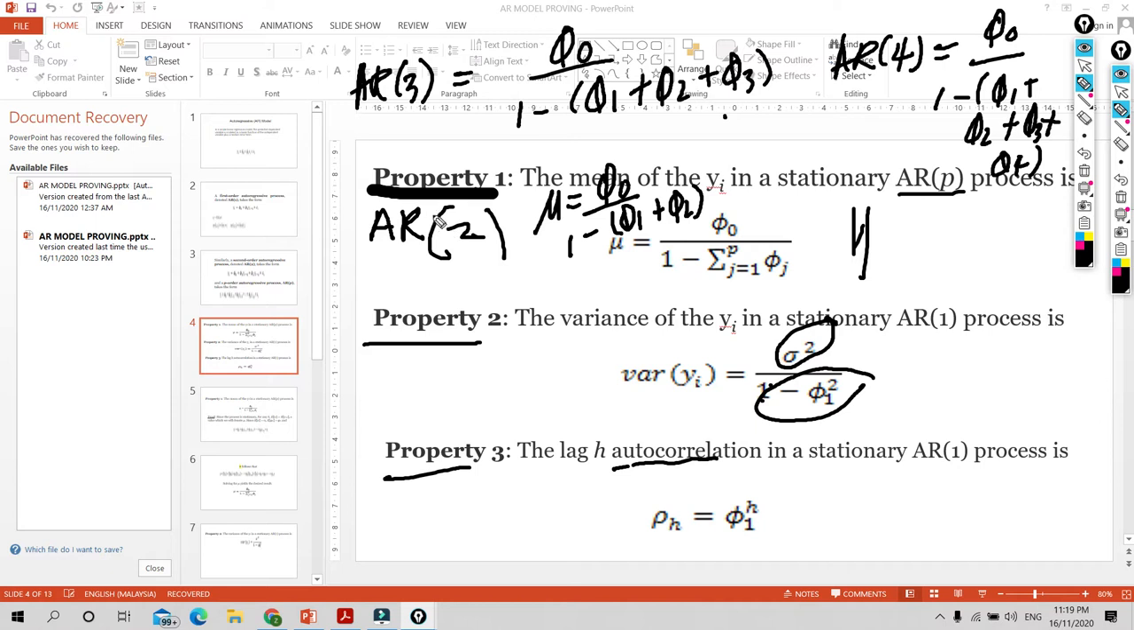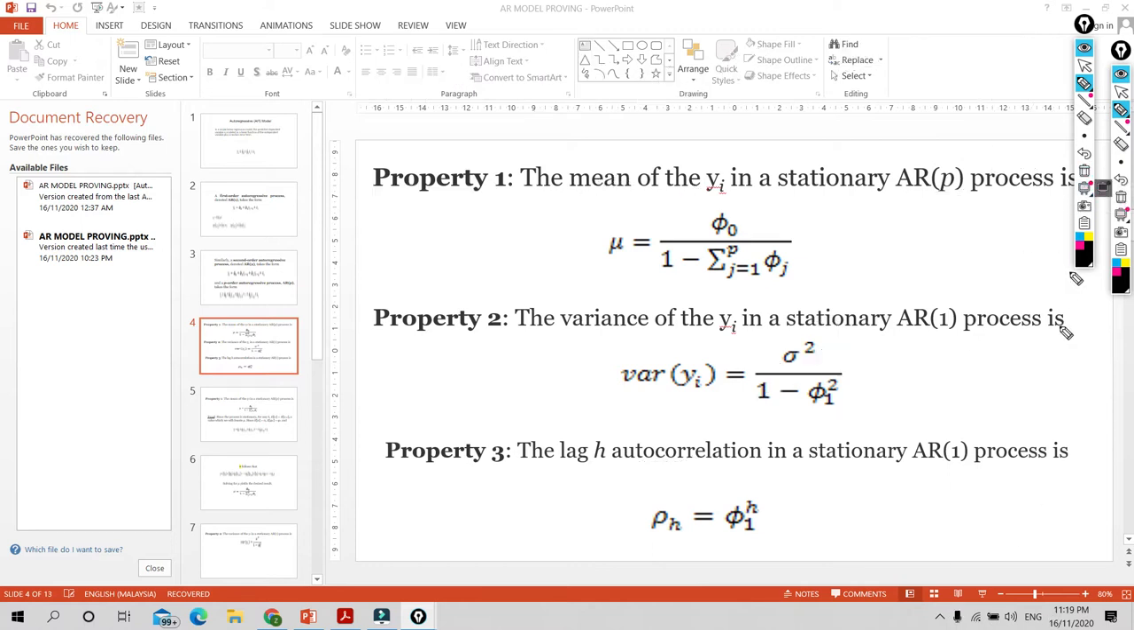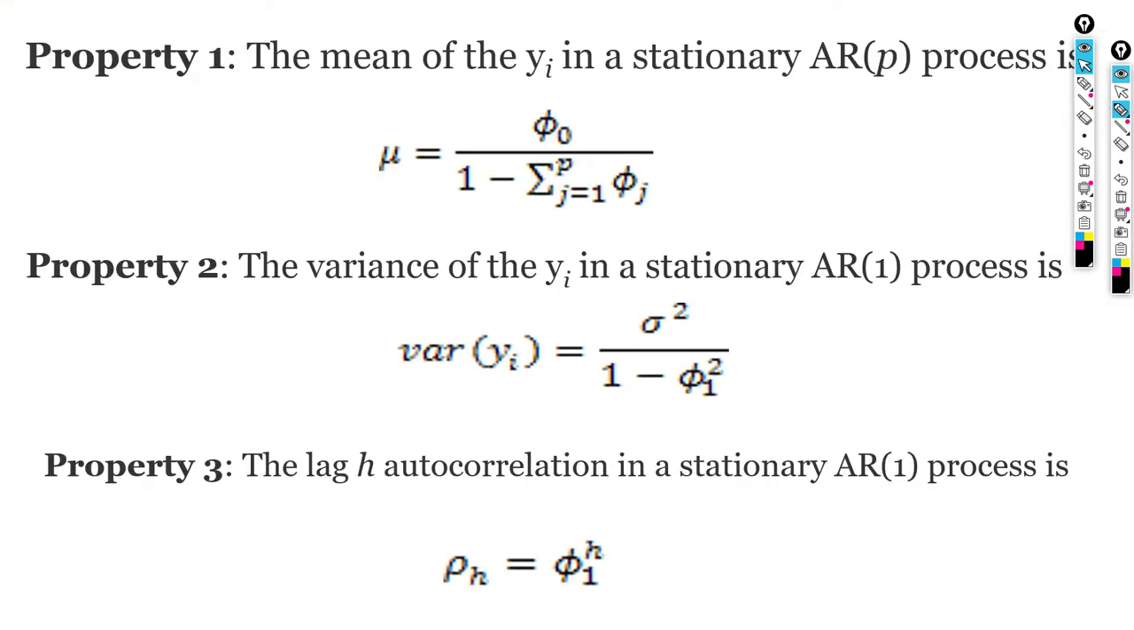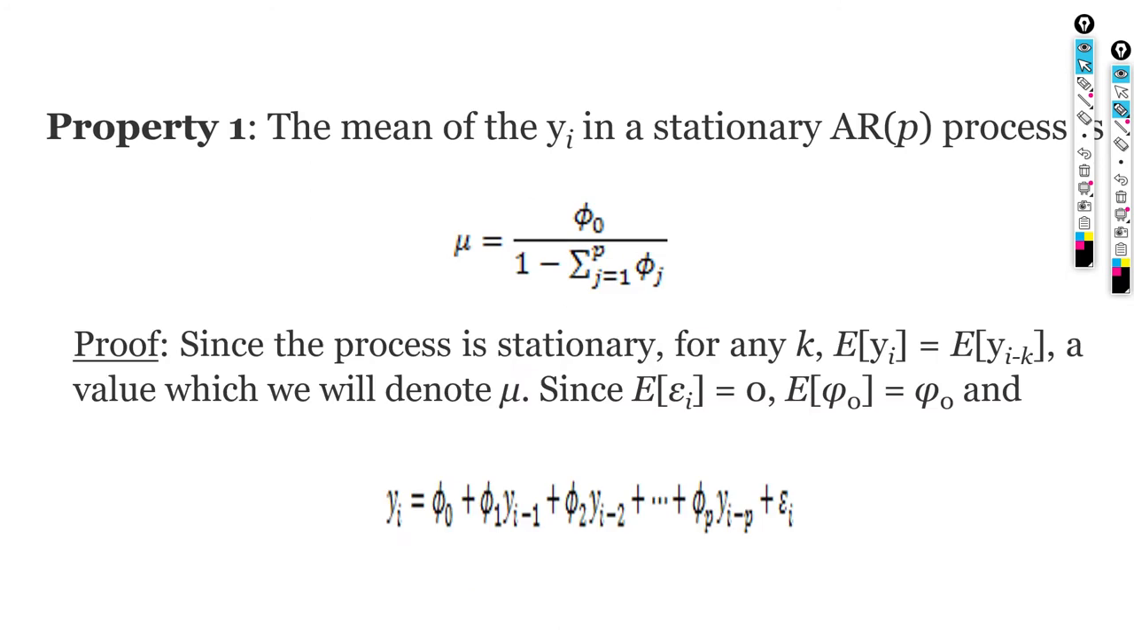Now I want to prove each of the three properties here: property number 1, property number 2, and property number 3. We start with property number 1. So how to prove it? I want to prove property number 1.